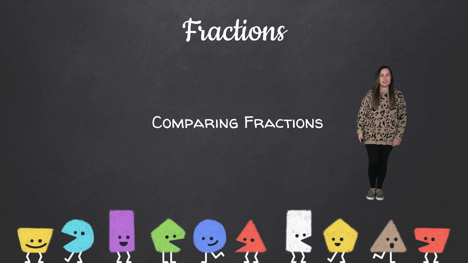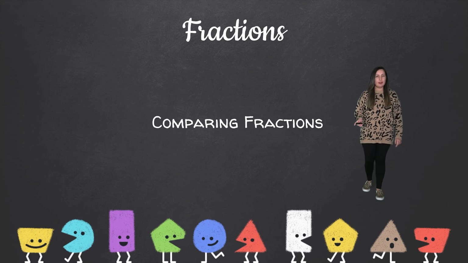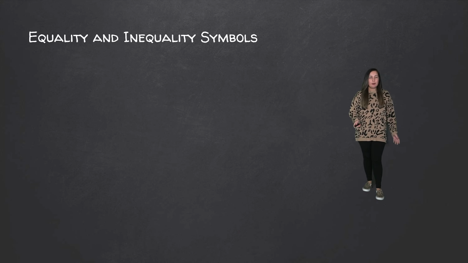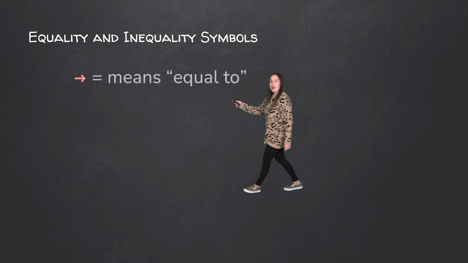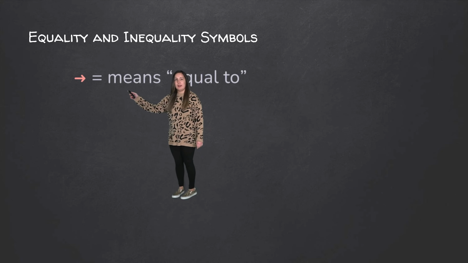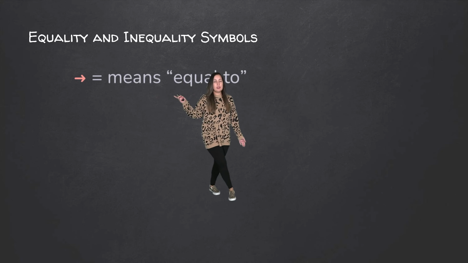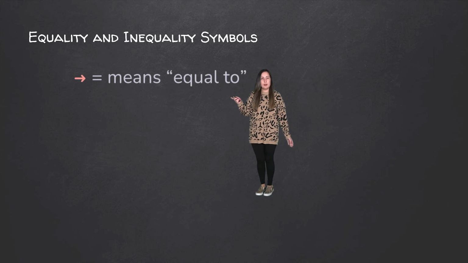Hello, mathematicians. Today we're going to be learning about fractions, more specifically about comparing fractions. Before we begin, let's go over equality and inequality symbols. So here we have our equal sign, and it means equal to, meaning that both numbers at both ends of this symbol are equivalent to each other.